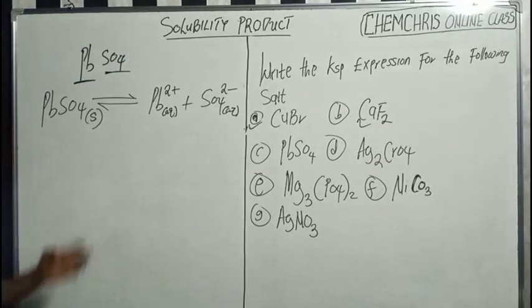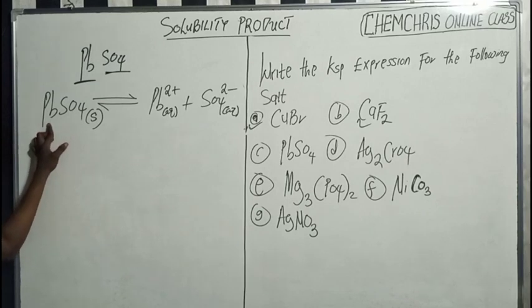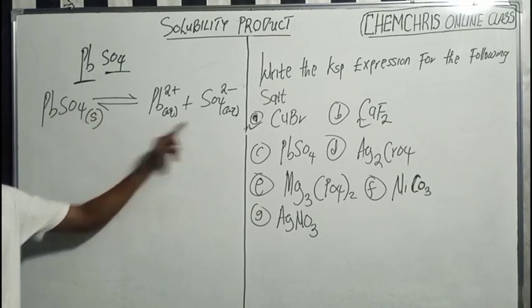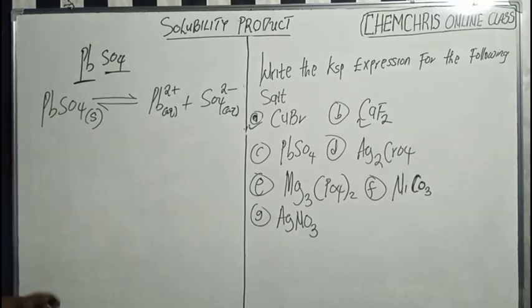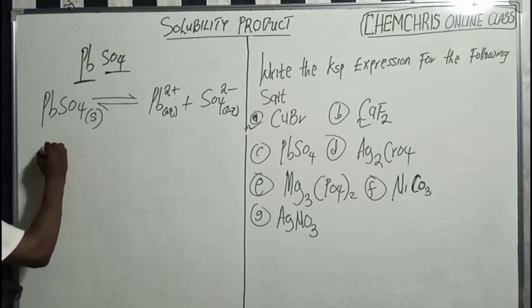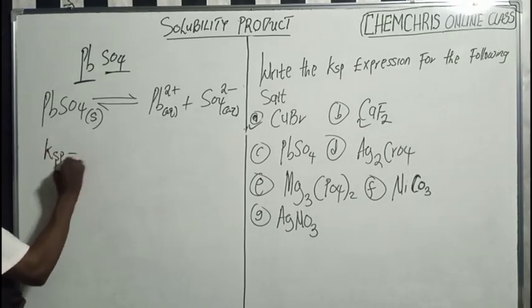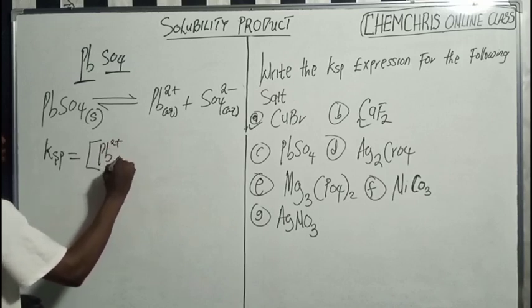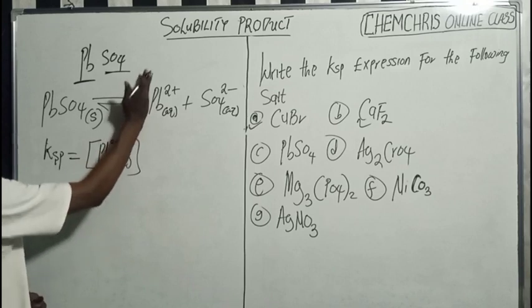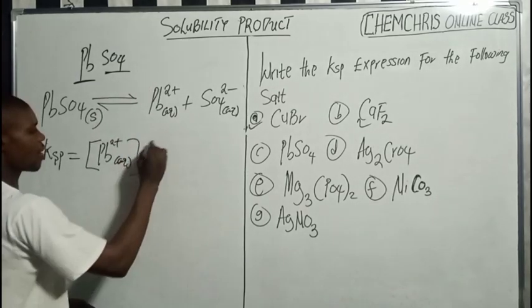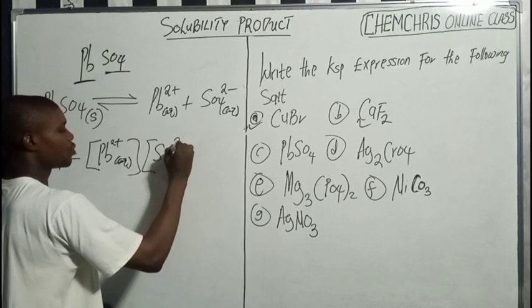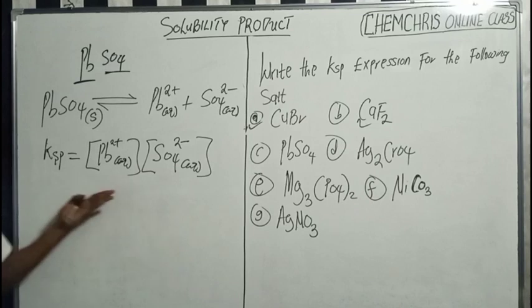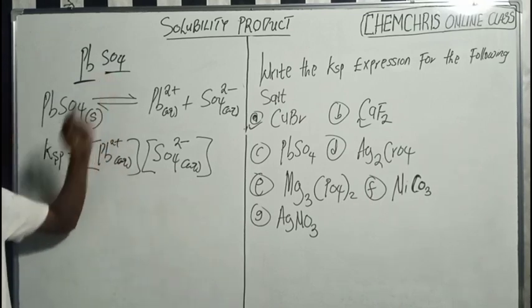Why is it balanced? Here we have lead, Pb, which is 1, lead which is 1, SO4 is 1, SO4 is 1. Do you understand? So if you want to write the Ksp expression here, it's very easy. Ksp is equal to the concentration of Pb2 plus aqueous. Now the coefficient here is 1, so you can ignore it. So you have SO4 2 minus aqueous, which gets 1. Can you see that? So this is the Ksp expression for this compound here.